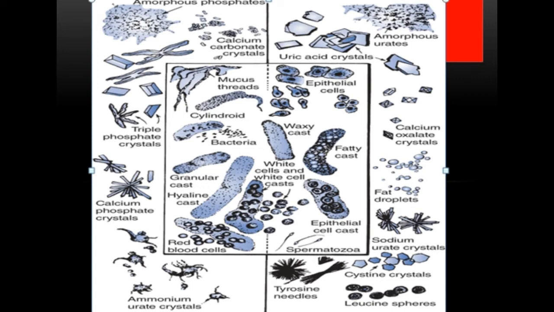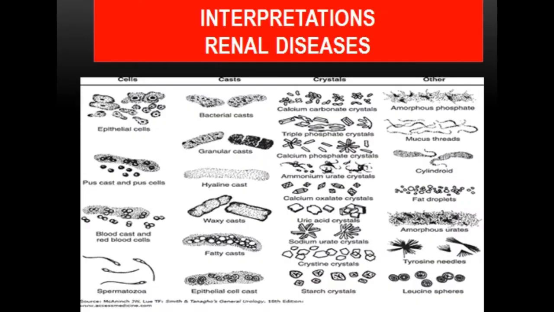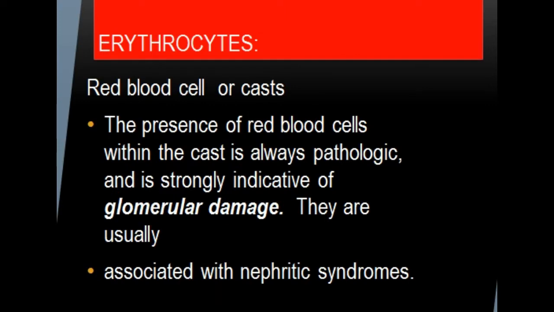Epithelial cast, waxy cast, fatty cast, epithelial cast, spermatozoa, red blood cells. This is again a repetition of different pictures of different shapes, but this picture is more clear, so I have taken it for you. Now we will discuss one by one why these cells are present, and what pathological condition is associated with them.